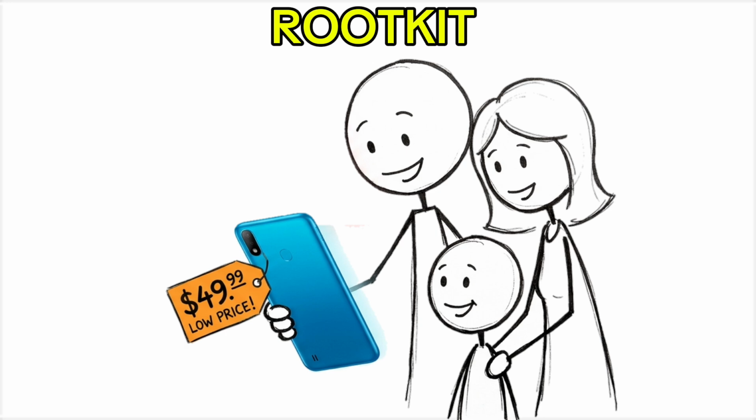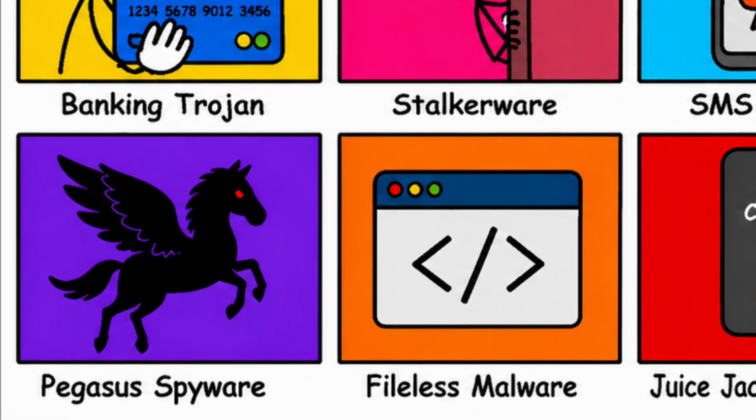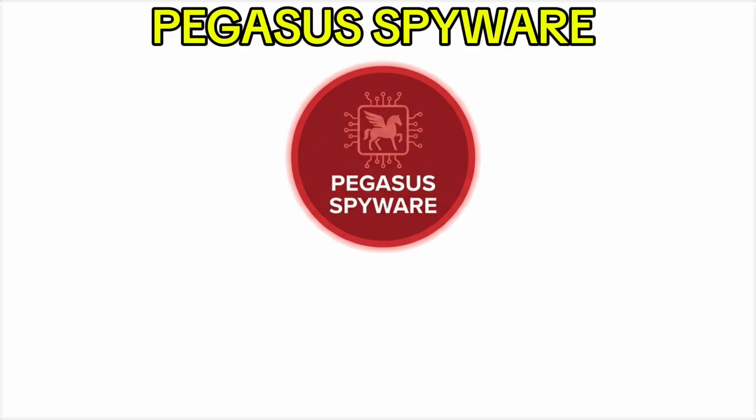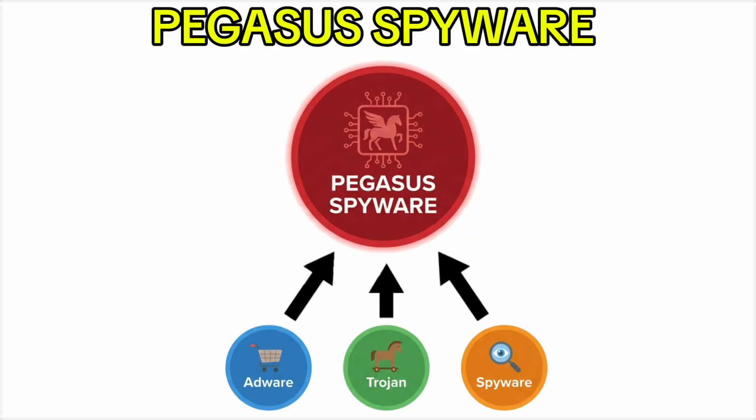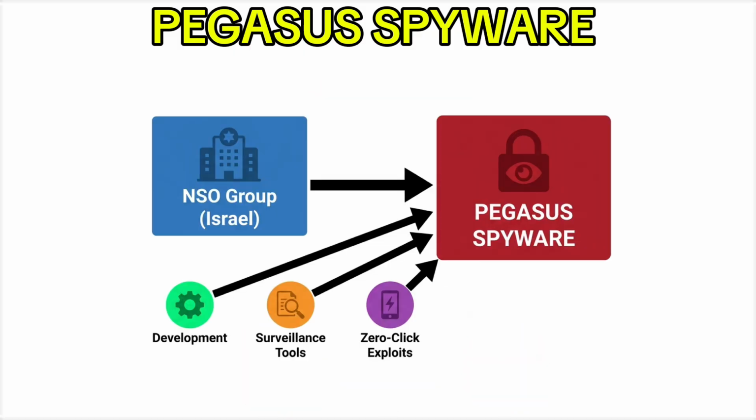These were budget phones sold to low-income families who could not afford expensive devices. Pegasus Spyware. Pegasus is not your average malware. It is one of the most dangerous and sophisticated spy tools ever created for smartphones. It was built by an Israeli company called NSO Group.